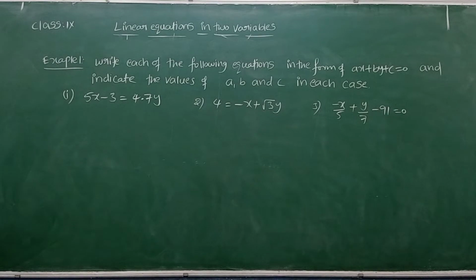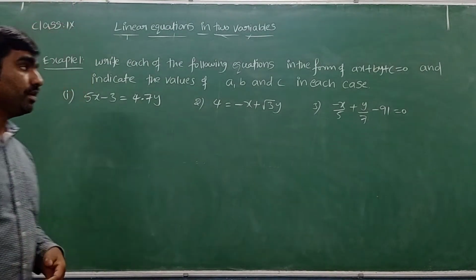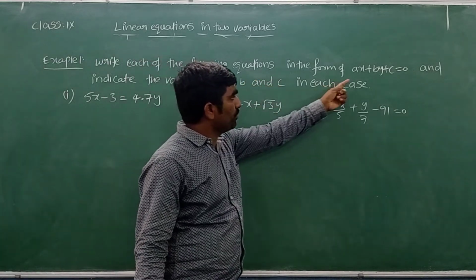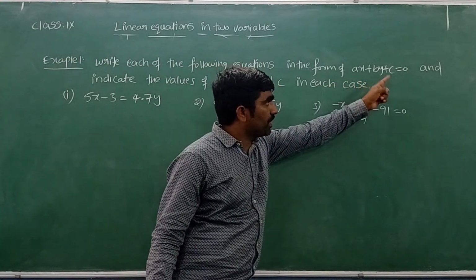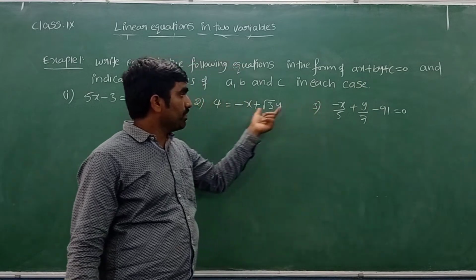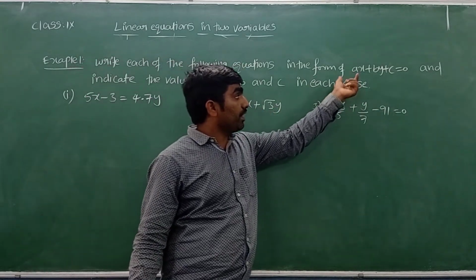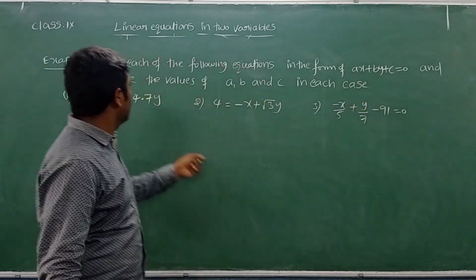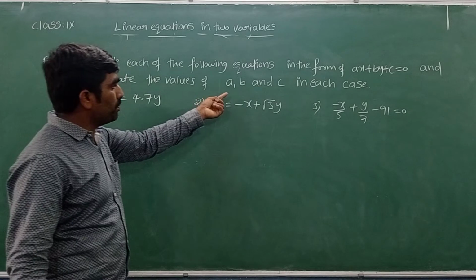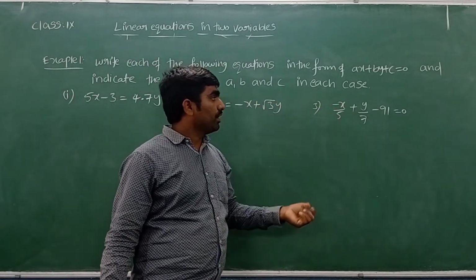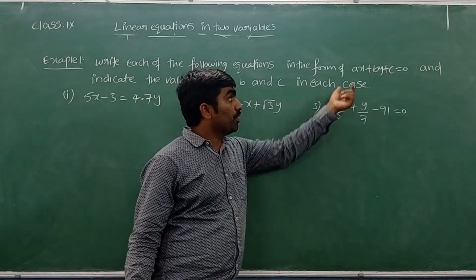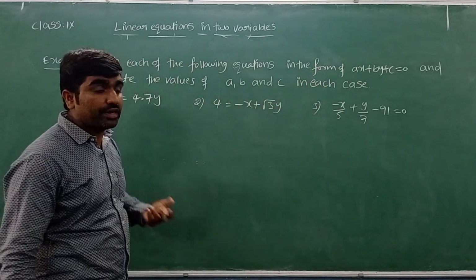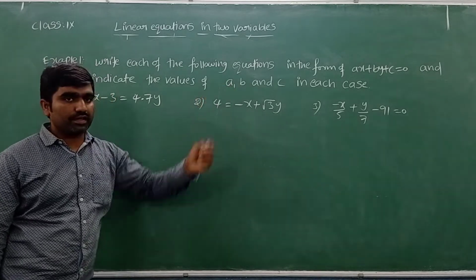Now let's see a small example. Write each of the following equations in the form of ax plus by plus c equal to 0. They gave some equations and they are asking to write them in the general form of a linear equation in two variables, and indicate the values of a, b and c in each case. Whatever the equation they give, we have to write it like ax plus by plus c equal 0, and after that we have to find the values of a, b, c.